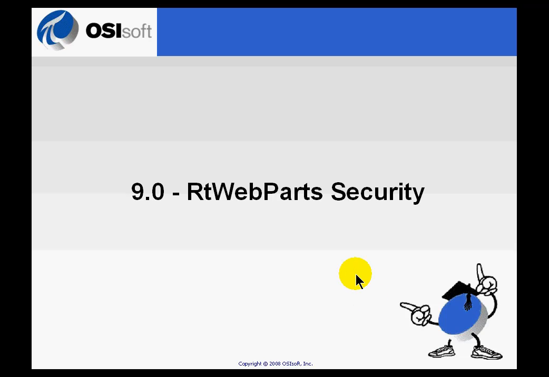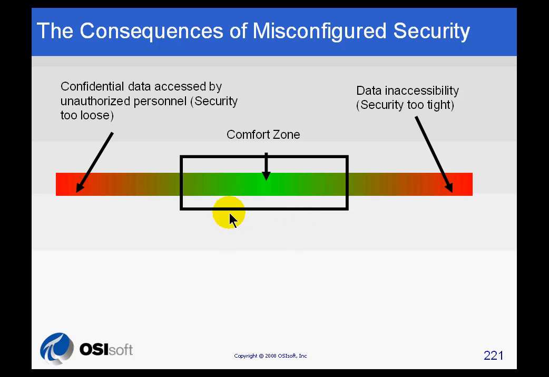RtWebParts Security. This section is all about getting a comfort zone that you're comfortable having your data exposed to people using our security, without the consequence of maybe confidential data being accessed by people who are unauthorized. That would be too loose security. Or you've got data that's so secure that when somebody new comes on board, or your boss wants to look at it or doesn't normally look at it, it's too inconvenient. Security would be too tight in that case.